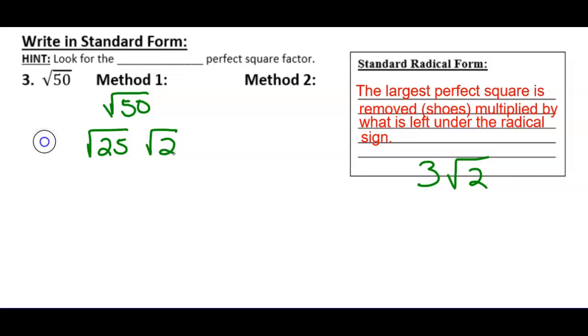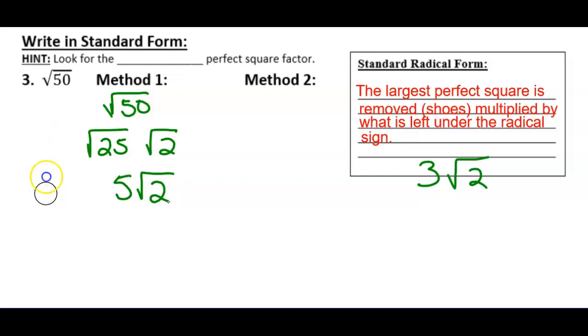So this second step, if you're going to do it this way, is always going to be the two numbers that multiply together to make 50, with the largest perfect square being the first one. Okay, or it could be the second one too. It's just easier if you make it first. Okay, so what's the answer to the square root of 25? The square root of 25 is 5. So my answer here is 5 times the square root of 2. Do I have all the perfect squares out from underneath the radical? I do.